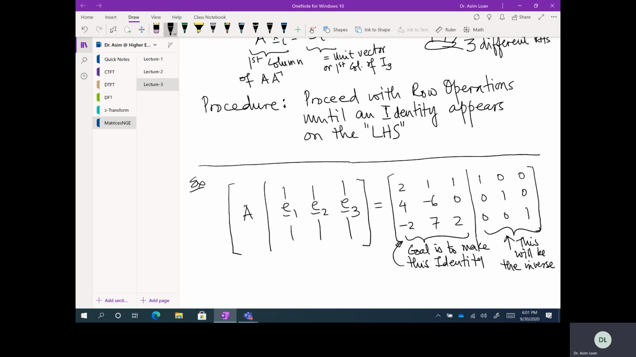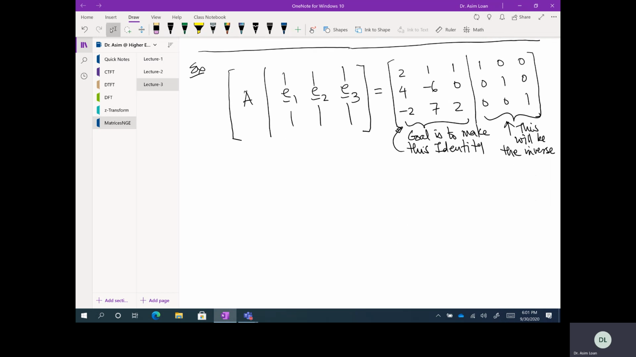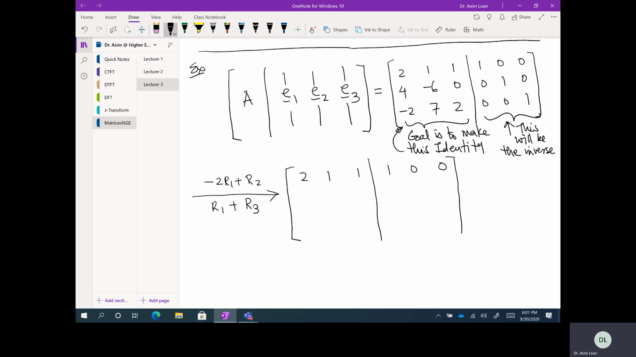Okay, so let's do that. We have actually already done this one many times. So my operations would be minus 2R1 plus R2, R1 plus R3, and then we'll do the others later on. So this is 2, 1, 1. The first row will not change here. 1, 0, 0. So this will be 0. Minus 4 plus 4. Minus 2 minus 6 is minus 8. Minus 2 over here. Minus 2, 0 is minus 2. 1, 0. And then when I do plus, so this is 0. 7 plus 1 is 8. 2 plus 1 is 3. 1, 0, 1.